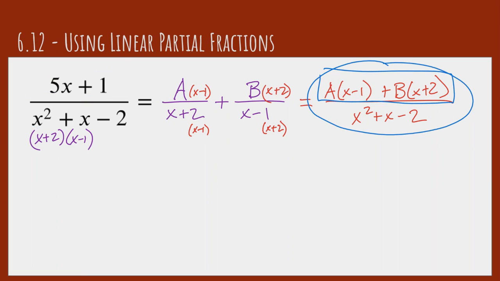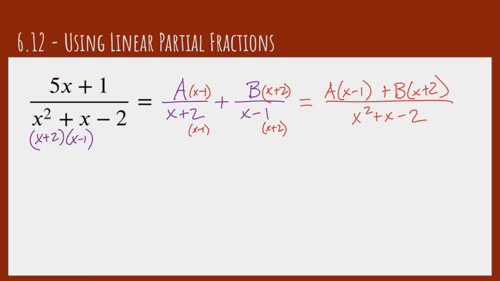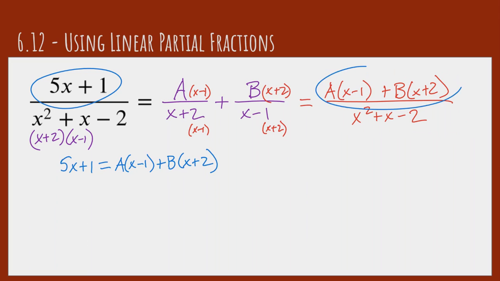So this is not a step I would normally do. This is a step that I'm going to write out, but normally you could just kind of do it in your head. But what we're thinking here now is that 5x plus 1 is going to be equal to a times x minus 1 plus b times x plus 2. Okay, so again, the numerator here equal to the numerator here. With that, now we have an equation where we can solve for a and b.